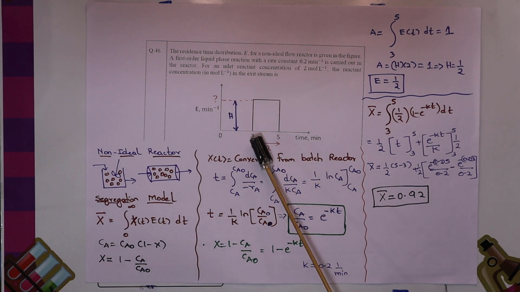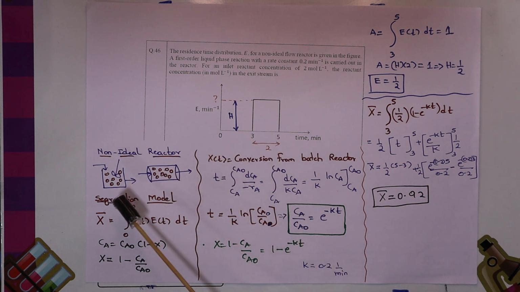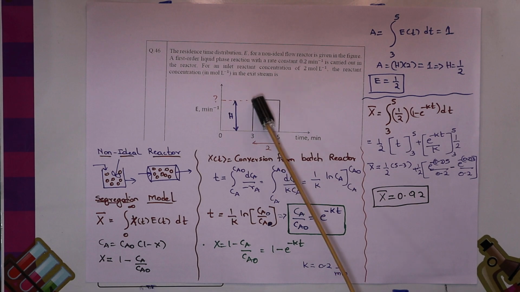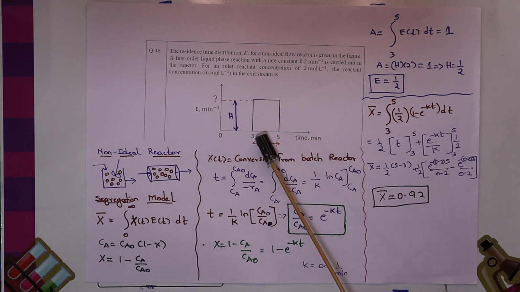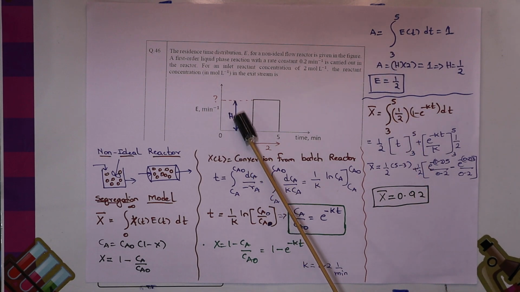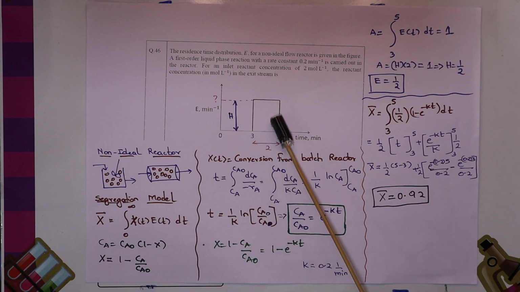Okay, the information is that between 3 and 5 molecules are spending inside the reactor. So that is what the residence time distribution is. Let us assume the height is h, because you have to find out the area under the curve. To find out the height, you have to find out the area under the curve.